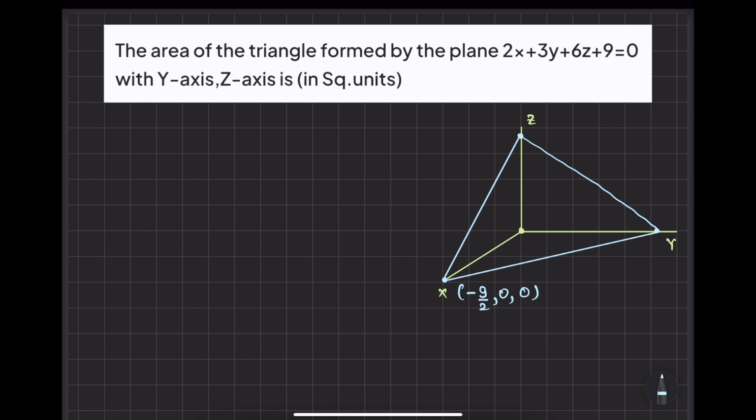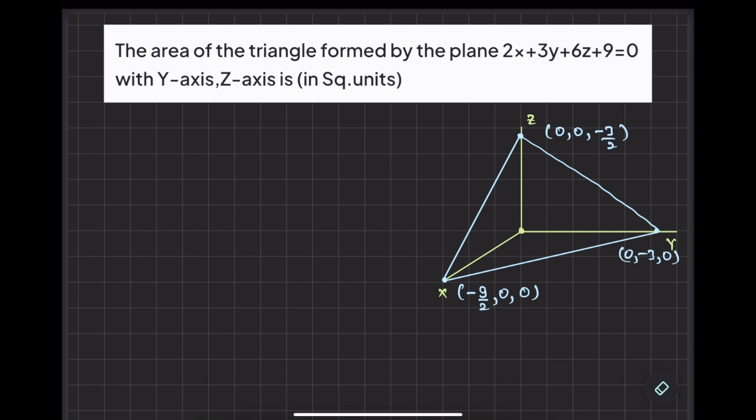Now we have to find out the y coordinate. In the y coordinate, you know that the x component and z component will be 0, so it will become minus 3. So 0, minus 3, 0. Now we will focus on the z component. In z, x and y will become 0. So it will become 0, 0, minus 3 by 2.